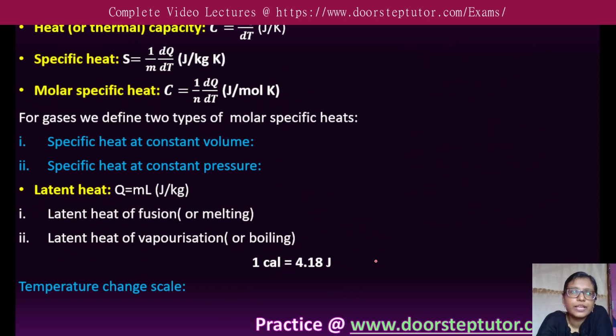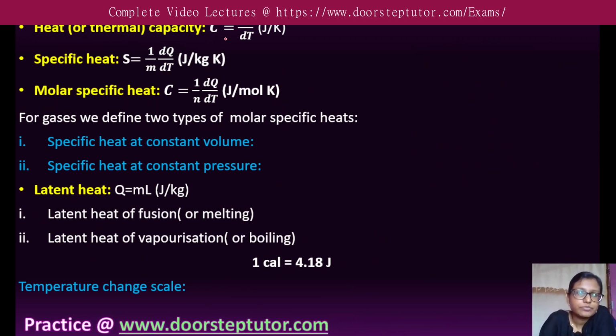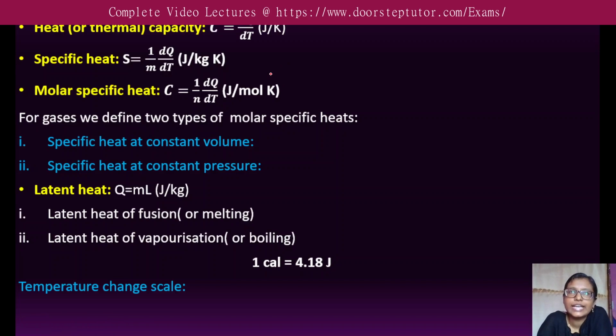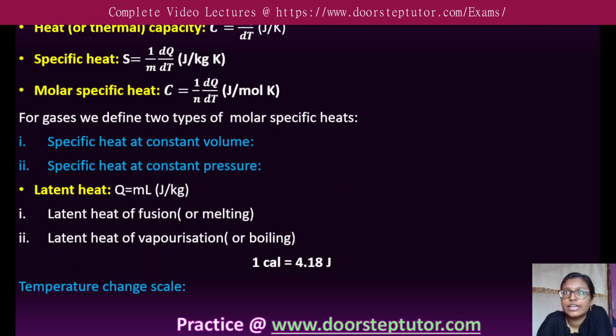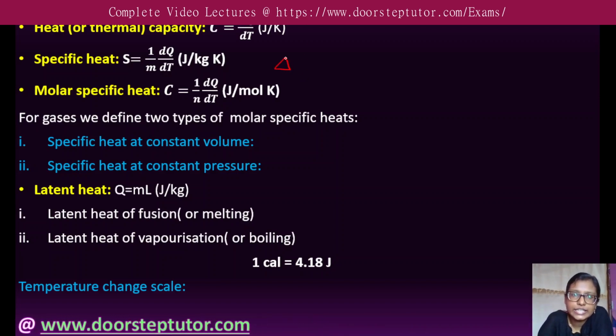So next, what is specific heat? You must have observed that when we heat any substance, its temperature increases. That is, when we apply heat externally, its temperature increases, whereas if we extract heat from a substance, its temperature decreases. So from this, we can say that change in heat is directly proportional to change in temperature.